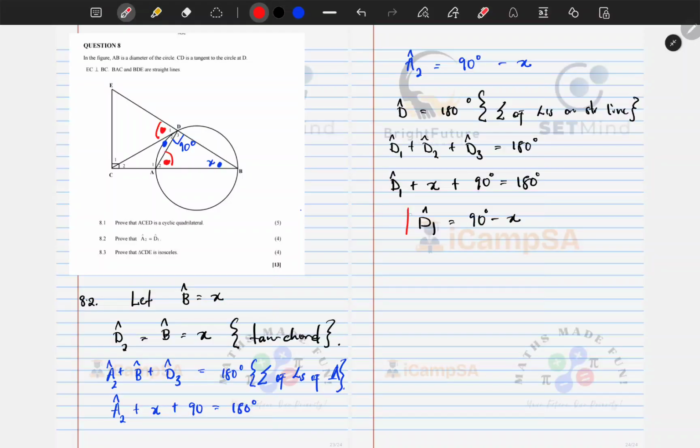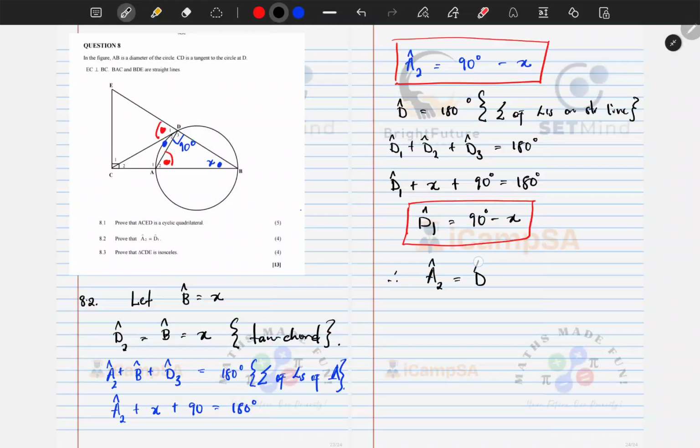So now if you look here, we have D1, which is equal to 90 minus X. We also have A2, which is equal to 90 minus X. So therefore your A2 is going to be equal to D1. Why? Because they are both equal to 90 minus X. So you can stop here.